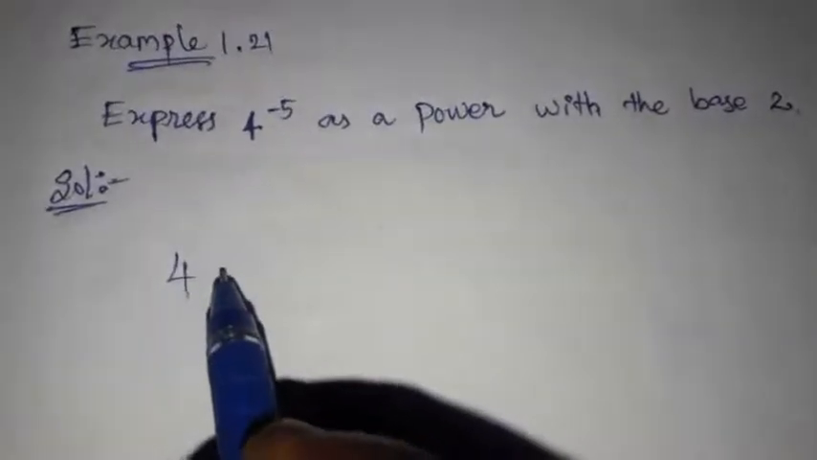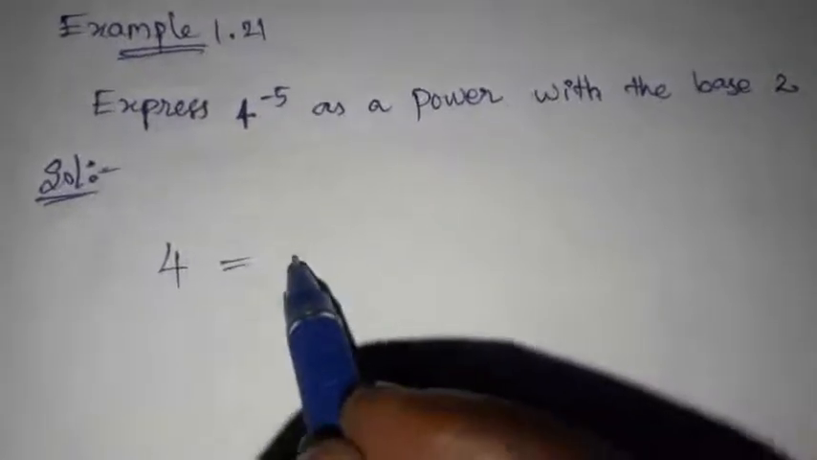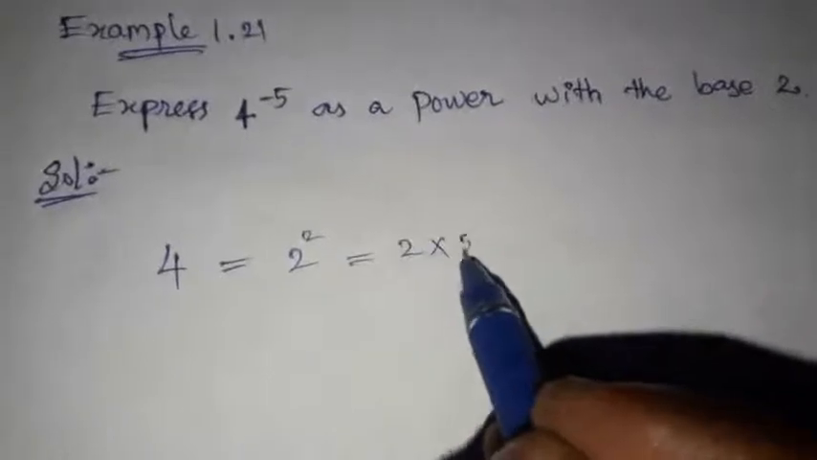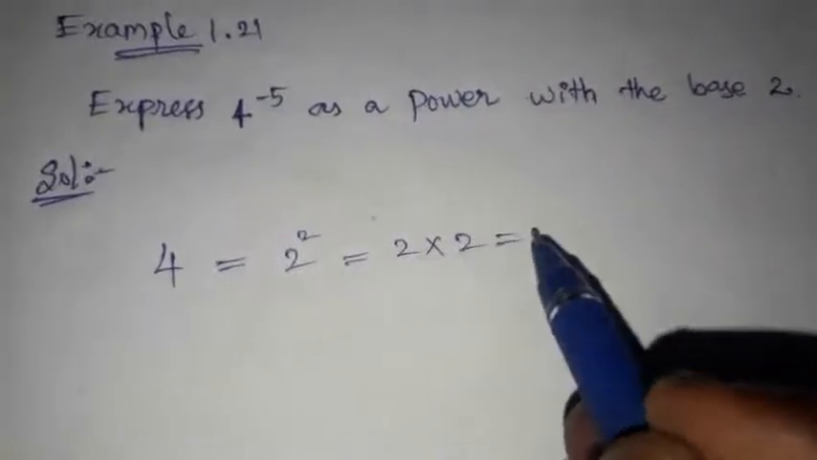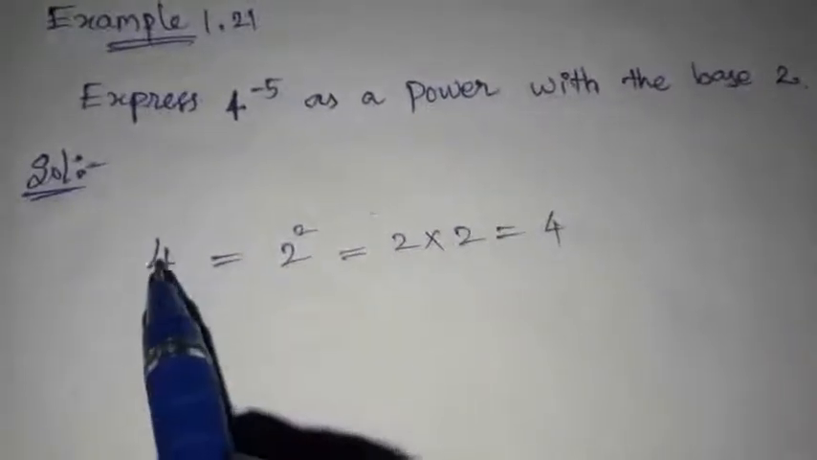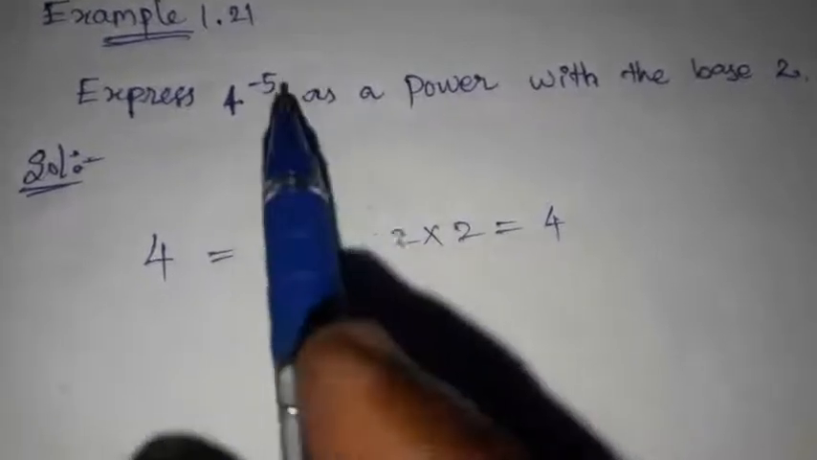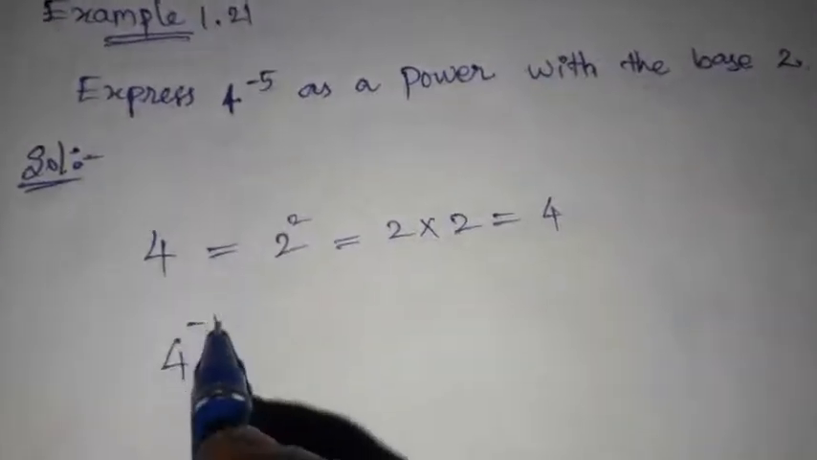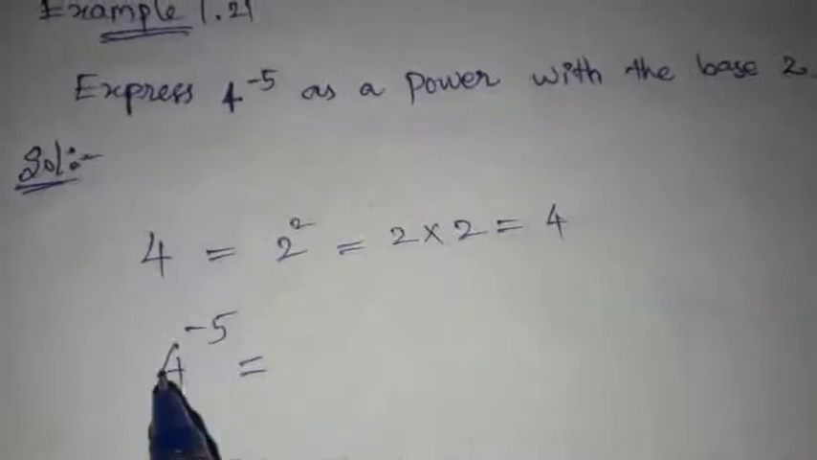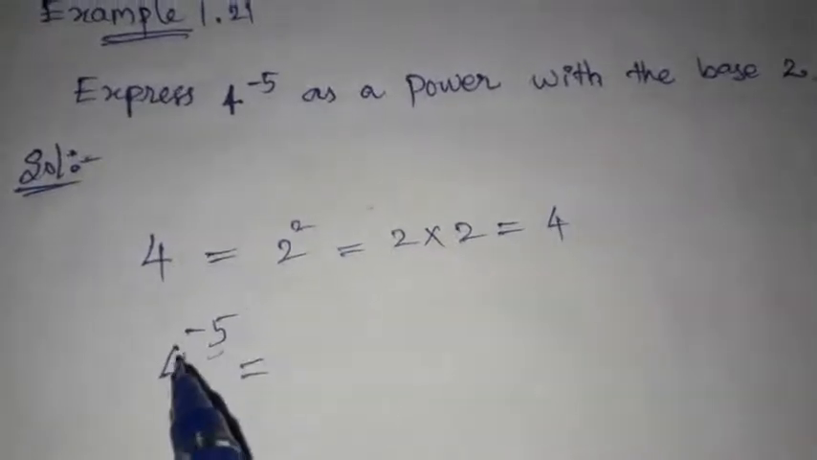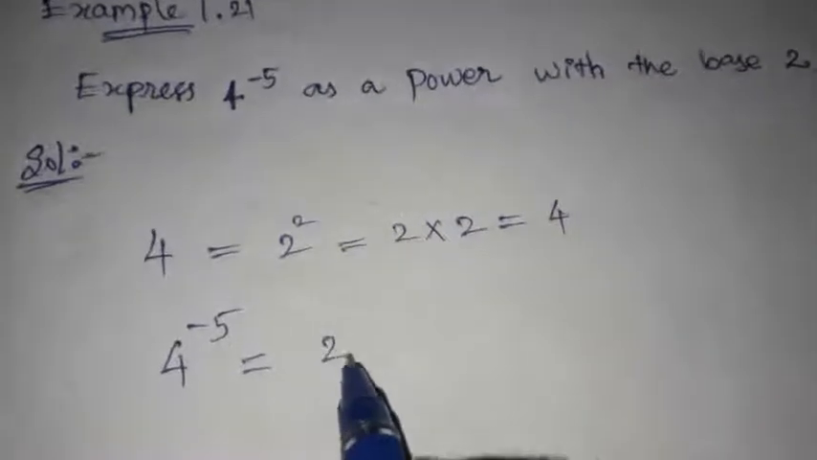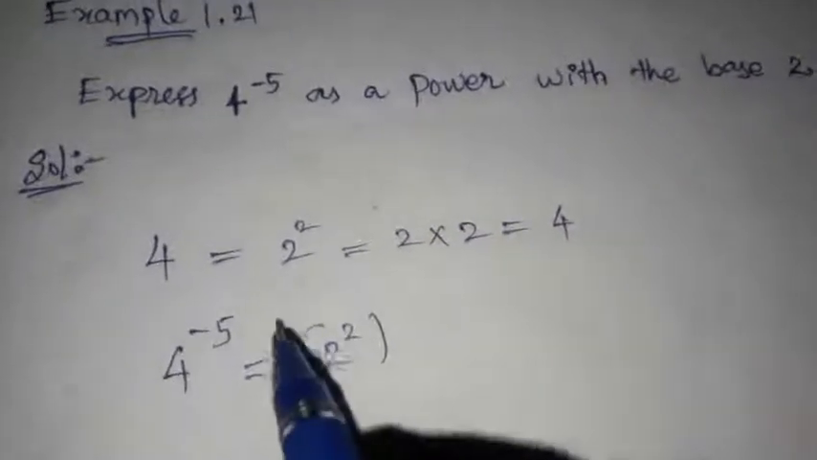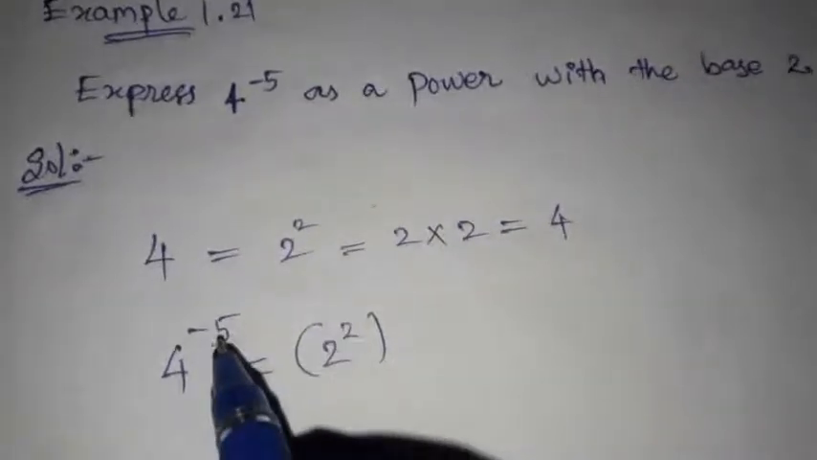Before that, 4 can be written as 2 square because 2 square equals 2 into 2. So 2 2s are 4. So we can write 4 as 2 square. Then write the question: 4 power minus 5 equals, 4 can be written as 2 square. So we have to write 2 square, and instead of 4, you have to write minus 5 on the top.